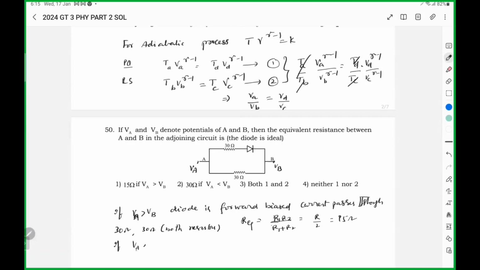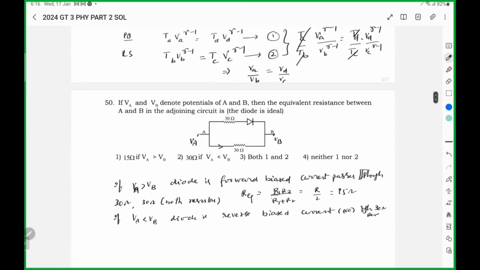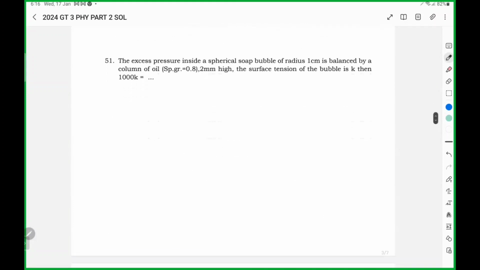If VA is less than VB, the diode is reverse biased. So very small current passes through it, or no current. No current through one of the 30 ohm resistors. Then current only passes through this 30 ohm resistor in this case. Hence, both 1 and 2 are correct.